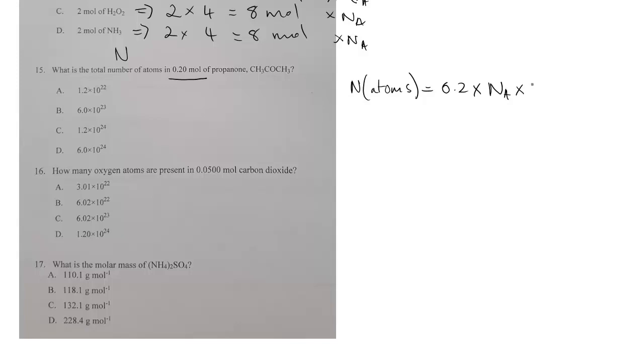Okay, so in every propanone molecule there are 10 atoms. So when you work that out, you get 1.204 times 10 to the 24 atoms. Okay, so that means the answer is C.